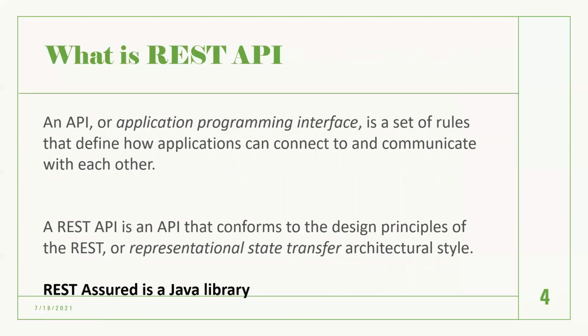Okay, next is, what is REST API? An API, application programming interface, is a set of rules that define how applications can connect to and communicate with each other. Okay, they'll ask you this, what is an API? So you can go through this. And a REST API is an API that conforms to the design principles of REST. Meaning, you'll have a representational state transfer architecture style, right? In REST, they have a set of principles, a set of rules, and it will just check whether it holds good or not.